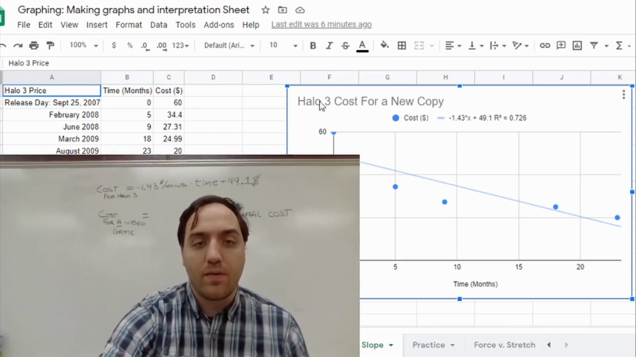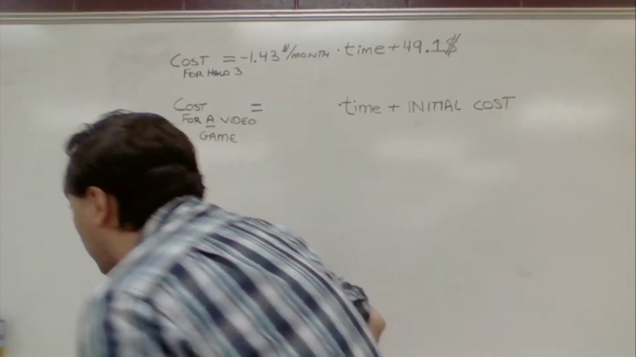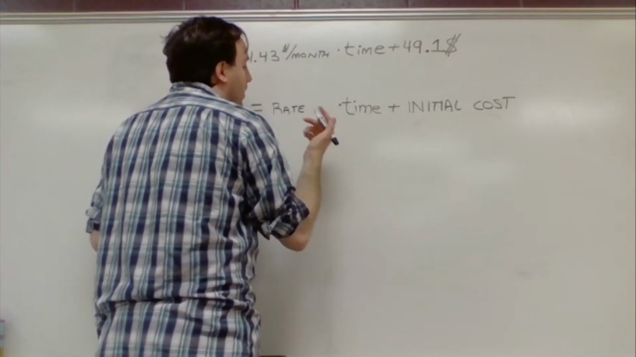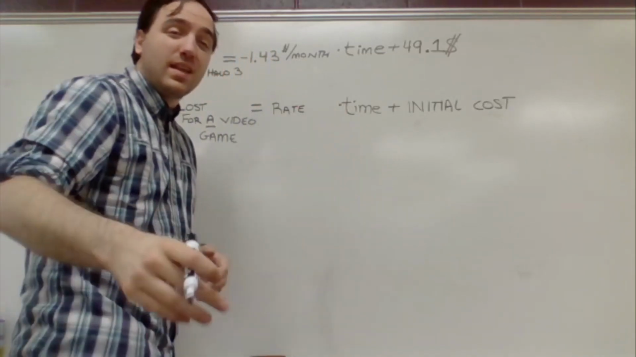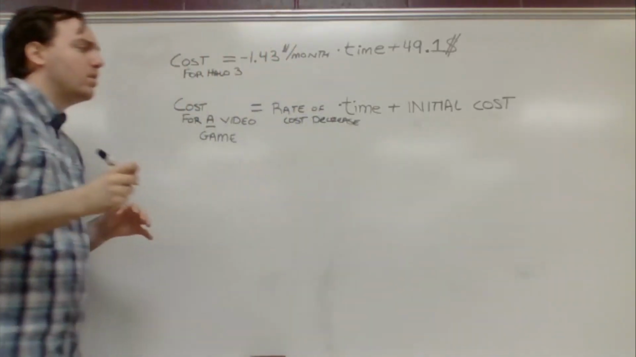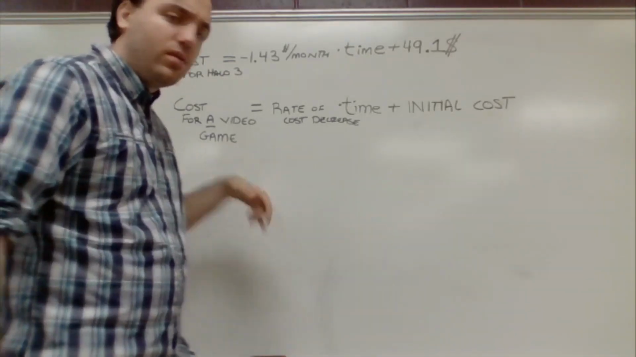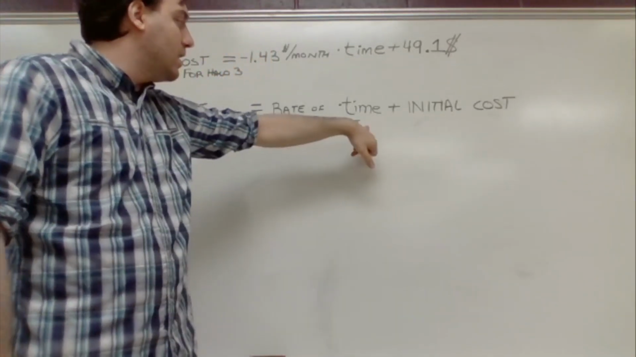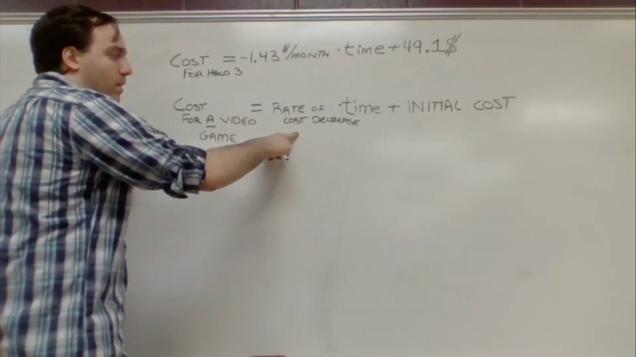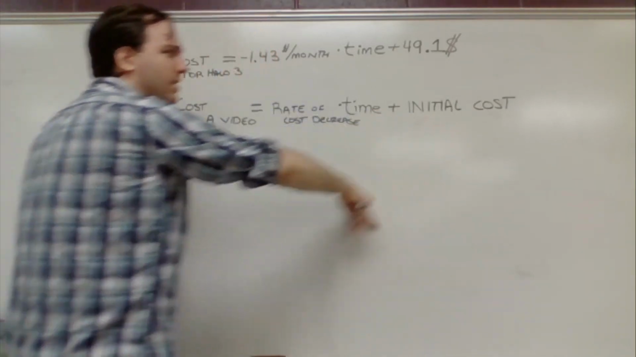So let's talk about that a little more in depth. So this is the rate at which Halo, or a video game, gets cheaper. Rate of deflation is a way to say that, or rate of cost decrease. And now I have an equation that can be used for any video game. If I know the cost it is now, if I know the initial cost and the time, I can find the rate of decrease. If I know the cost, the rate, and the time, I can find the initial cost. If I know the rate, the time, and the initial cost, I can find the current cost.